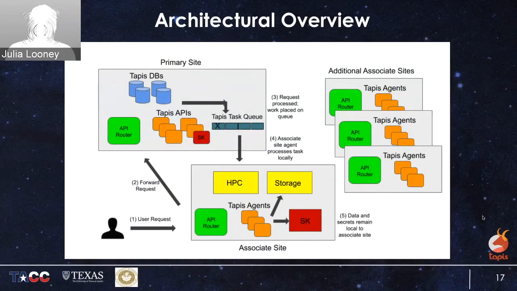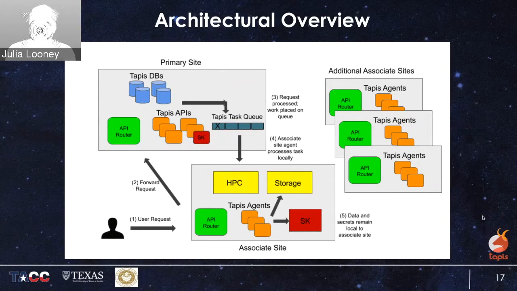So here's an architectural overview, a very simplified version of the version 3 architecture. You can see on the top left, there's the primary site, and it contains a router that gets incoming REST calls and sends them to the correct Tapas API or service that you see there in the orange boxes. The security kernel, SK, is actually one of the services. The primary site has all the databases and persistent queues in the system. And the other sites, known as associate sites, are on the right and at the bottom.